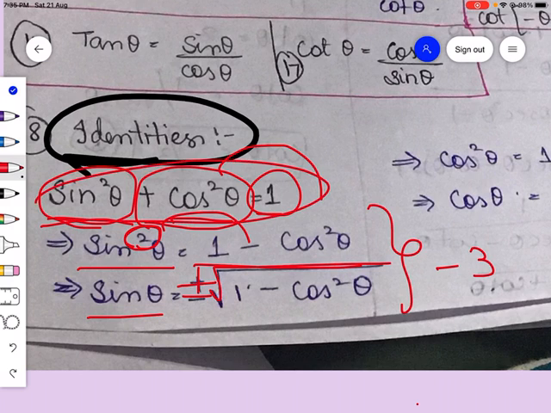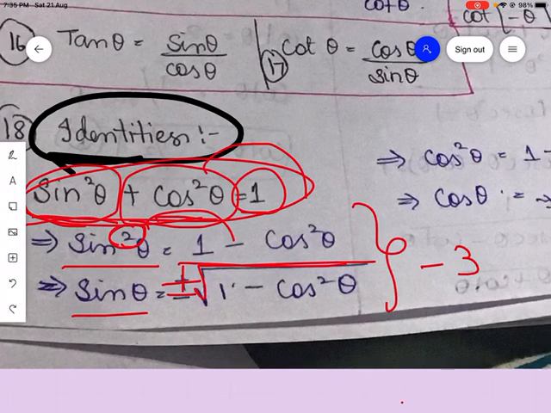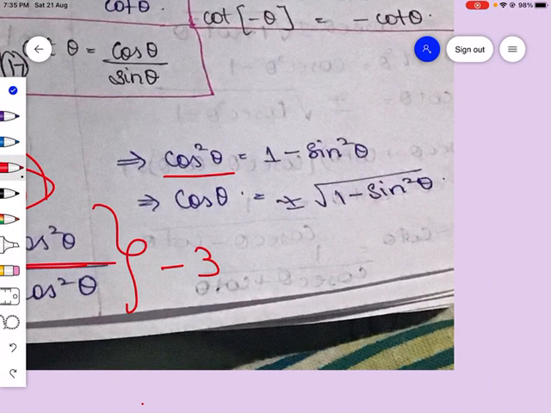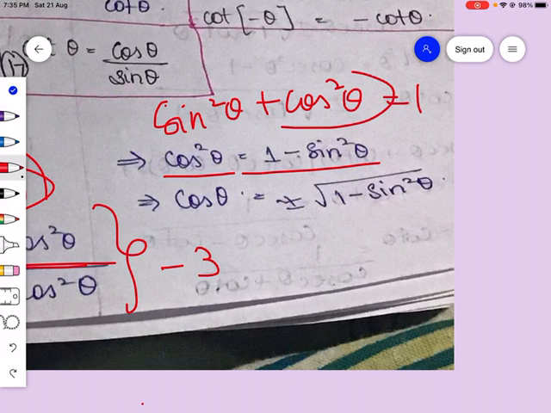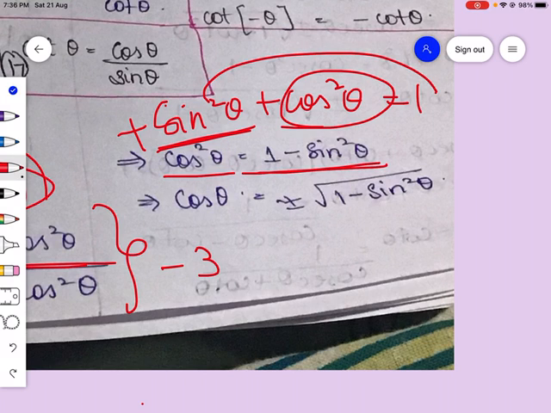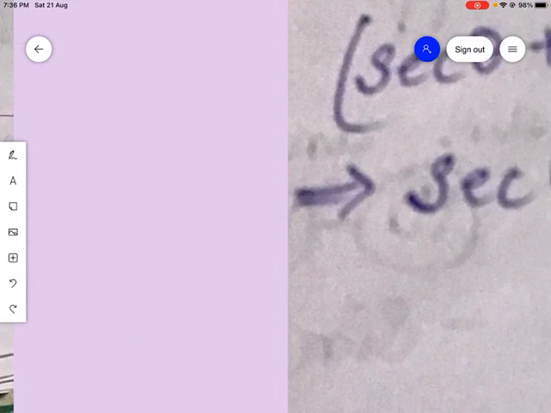From this identity only, we will get 2 more formulae. We get cos square theta equal to 1 minus sine square theta. How? Sine square theta plus cos square theta equal to 1 we have. Keeping cos square theta here only, sending the sine square theta to the other side, it becomes 1 minus sine square theta. Keeping cos theta here only, sending the square to the other side, it will become plus or minus under root 1 minus sine square theta. Clear? Now let us see this also.